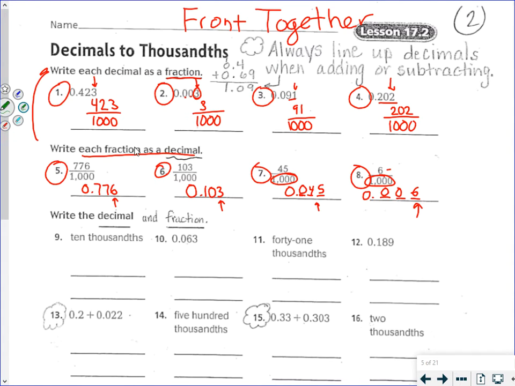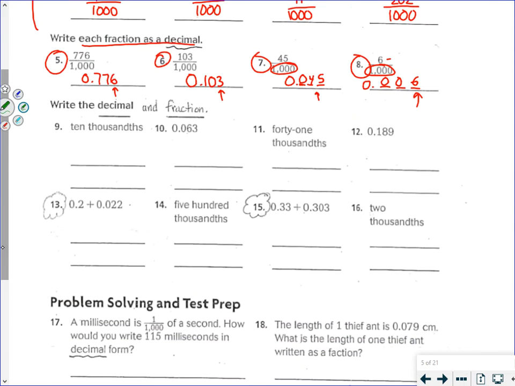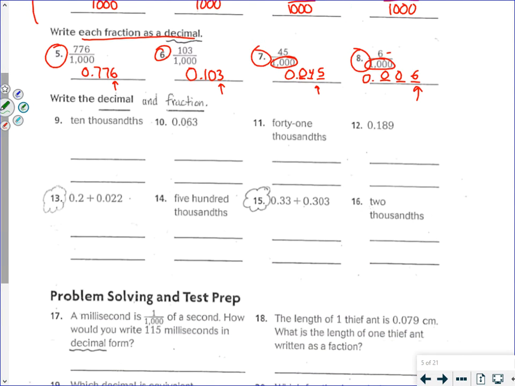All right, let's move on here. Now we are writing the decimal and fraction. Some of these, like this one, give us the decimal already, so we just need to give the fraction. So 10 thousandths. I'm going to start with the decimal on the first line, and then I'll go fraction.